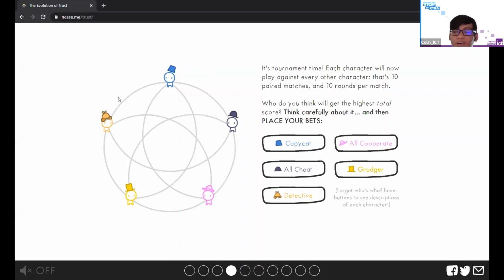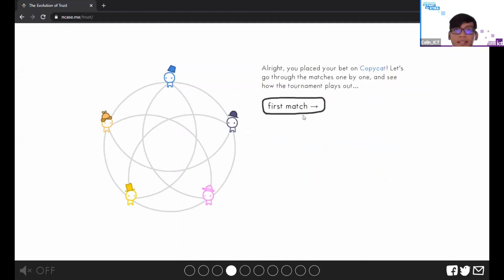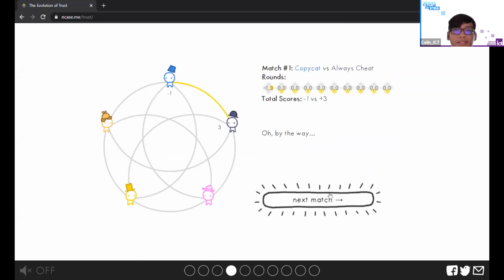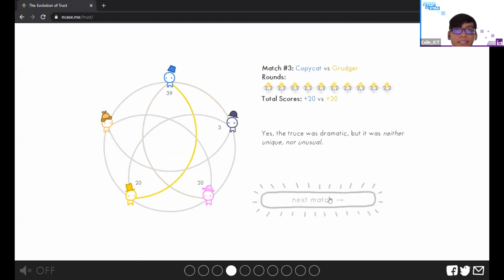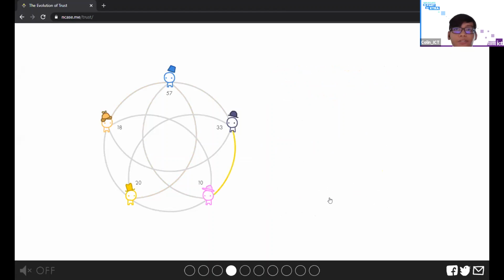Each character is going to play against one another. Right now we're going to find out which of the characters would stand to gain the most within one round. I'm going to assume that the copycat does win because it seems like a very good move. Now I'll skip towards the end, and then you can see the final result.